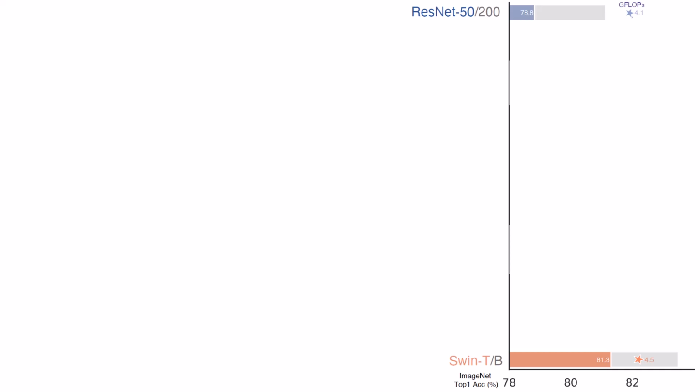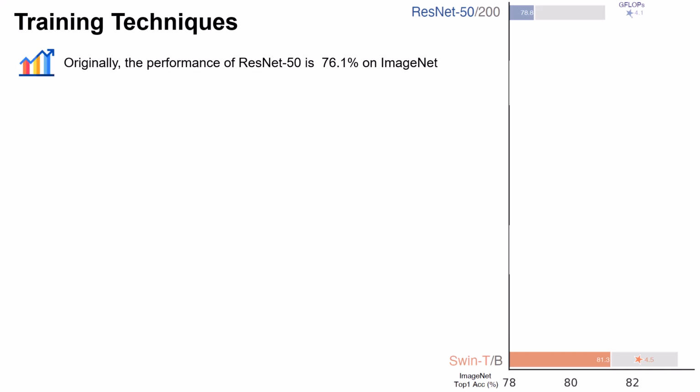But as you see, the accuracy of ResNeXt-ify is reported as 78.8% on the ImageNet dataset. But actually, when you look at the original paper, you wouldn't see that. And that's because here they're having different training techniques. So originally, the performance of ResNeXt-ify is 76.1% on ImageNet. But using the following techniques, which is close to DeiT, a variant of Vision Transformers, we can improve it and make it as good as 78.8%.